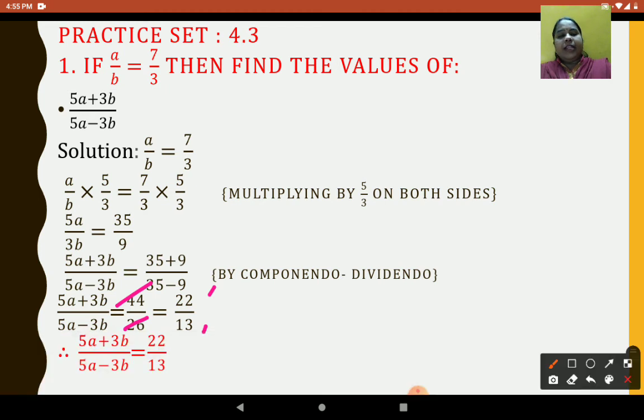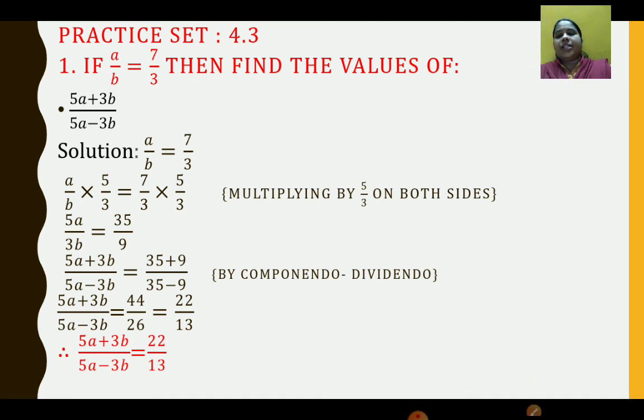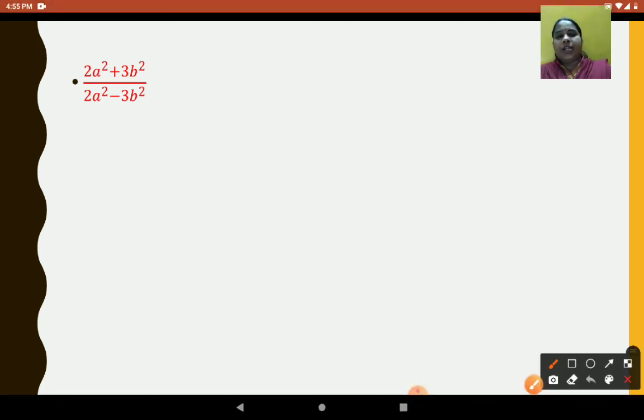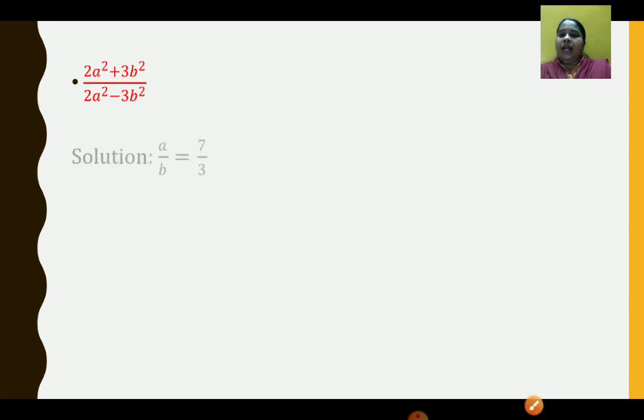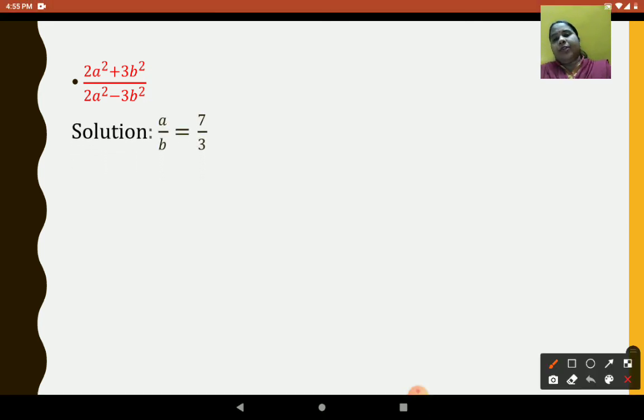Yes, like this only we will be solving the remaining sums of the first question itself. See the second part. The ratio is the same, a upon b. The second question is this: 2a square plus 3b square upon 2a square minus 3b square. It is not difficult. Part by part try to understand. What is the first thing that I know in this? That a upon b is 7 upon 3.